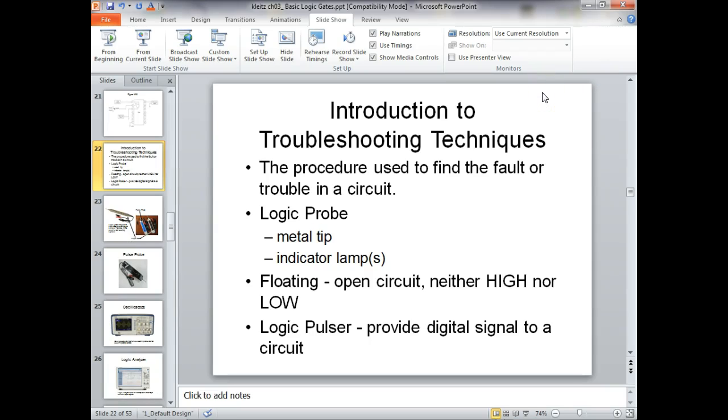So we have different methods we use to troubleshoot. This is what they cover here. We have a device called a logic probe.